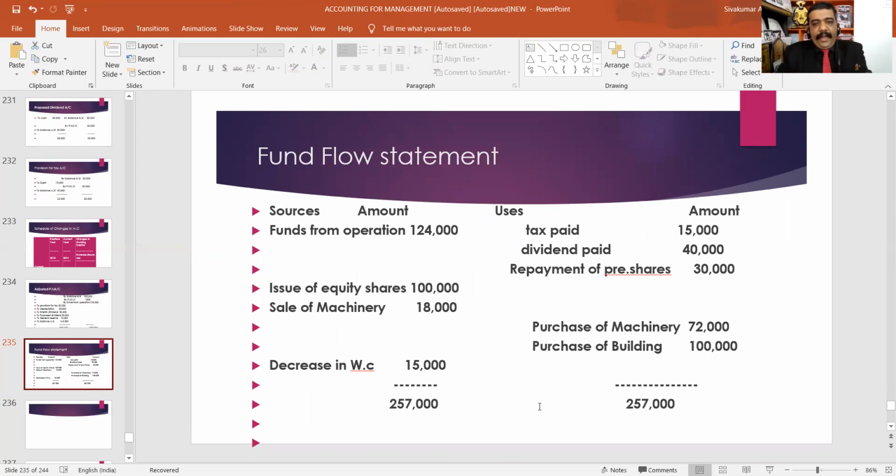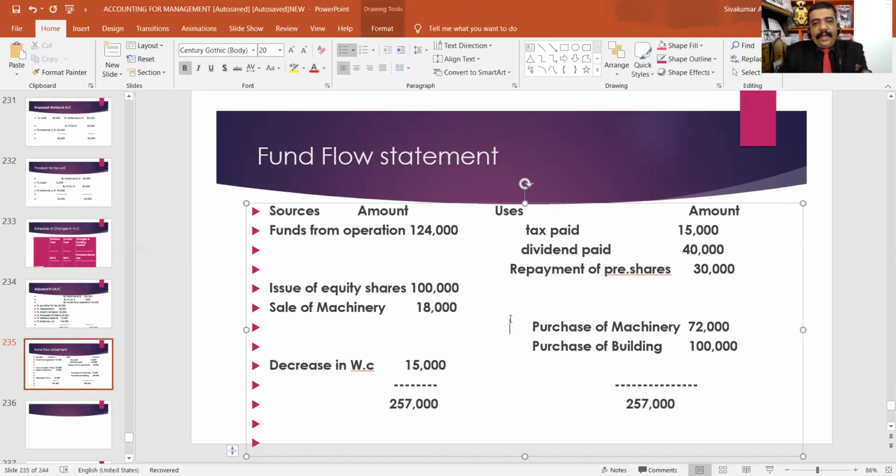Sources of funds amount, then uses of funds amount. Sources: fund from operations 1,25,000, issue of equity shares 1 lakh, sale of machinery 18,000. Decrease in working capital is a source of fund, 15,000. On the credit side: tax paid 15,000, dividend paid 40,000, repayment of preference shares 30,000, purchase of machinery 72,000, purchase of building 1 lakh. Okay. Then you will get a total of 2,55,000. Okay. Thank you.